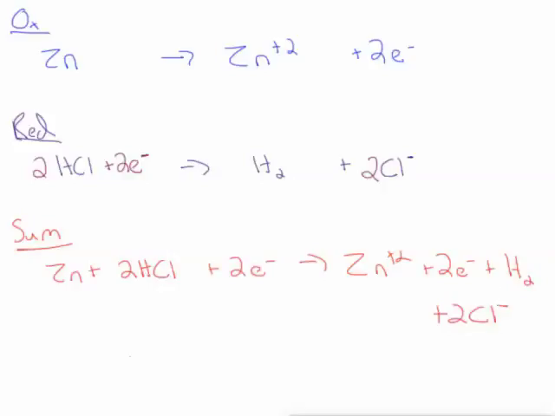So we can write our final answer with those states of matter added back. Our zinc is solid. Our hydrochloric acid is aqueous. We're making aqueous zinc ions, gaseous hydrogen, and aqueous chloride ions. And again, you can count the charges and all of that and make sure everything balances, but it will work out if you followed all your steps.